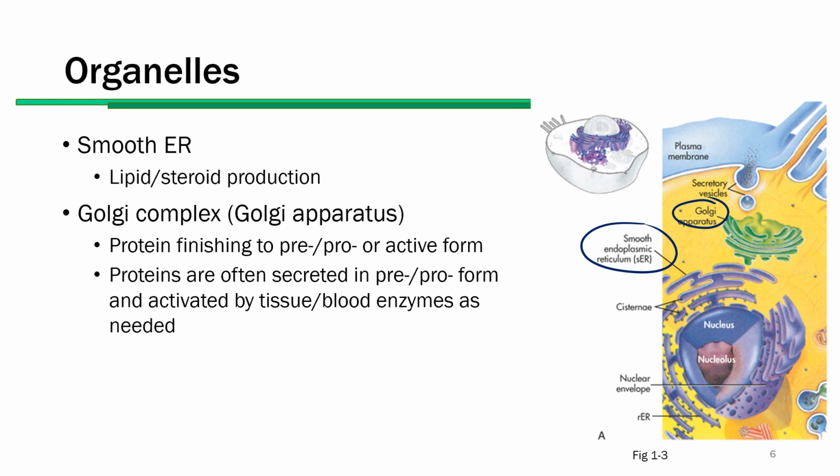Proteins are often secreted in a pre-pro form and activated by tissue or blood enzymes as they're needed. They're released then by the secretory vesicles. Here you can see the secretory vesicle. That's going to fuse with the plasma membrane and release its contents out into the interstitial fluid or into the blood.